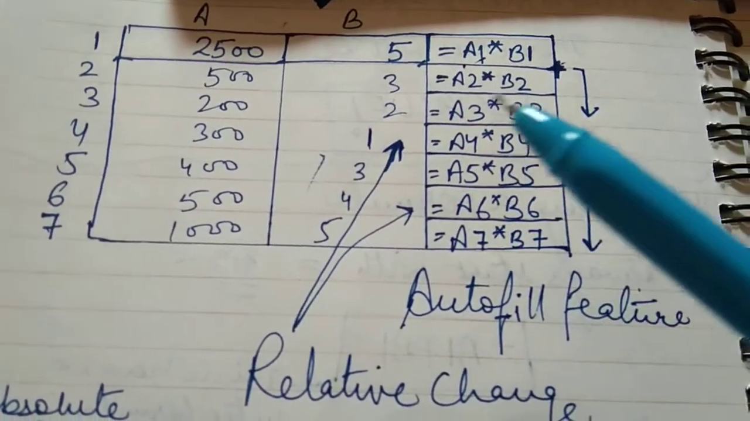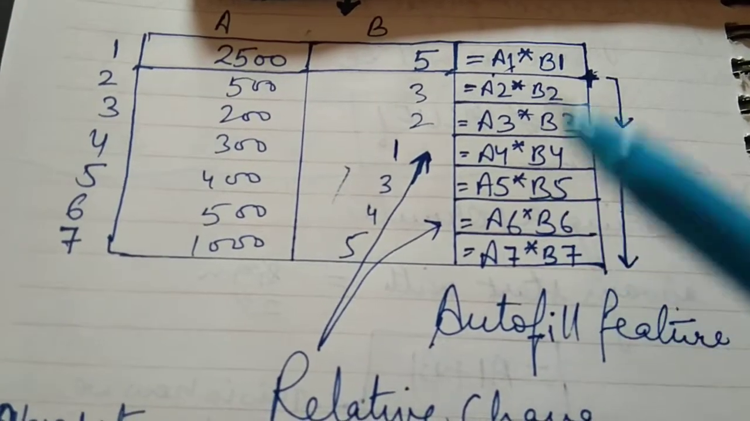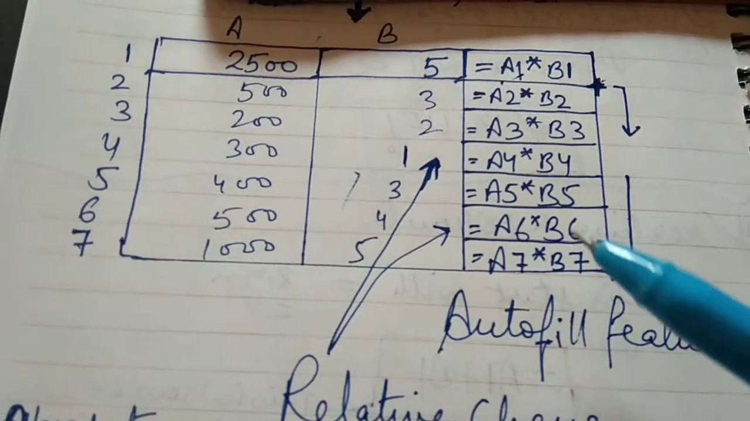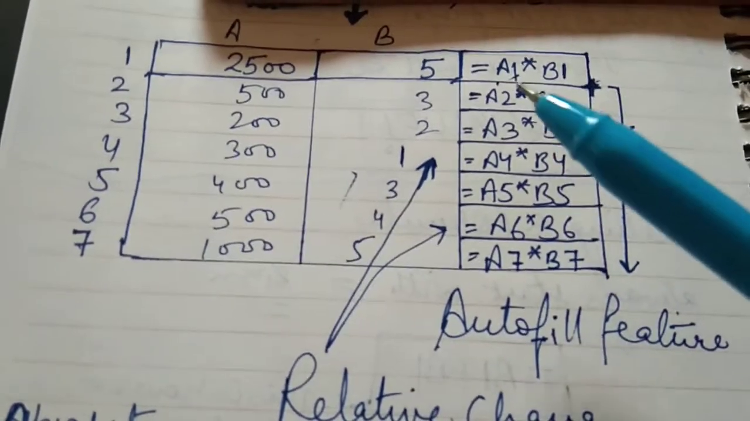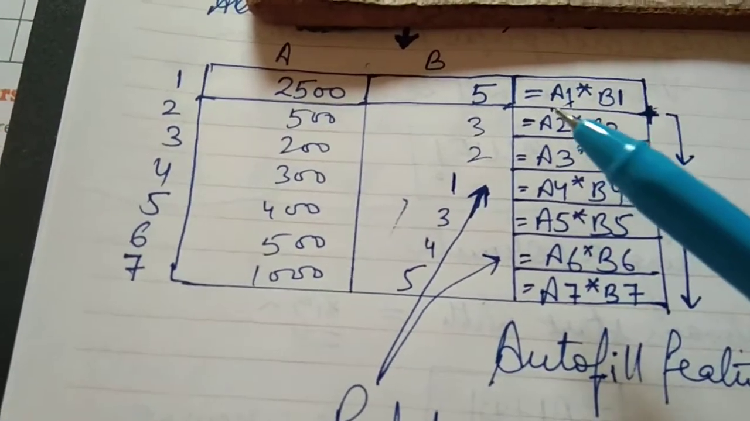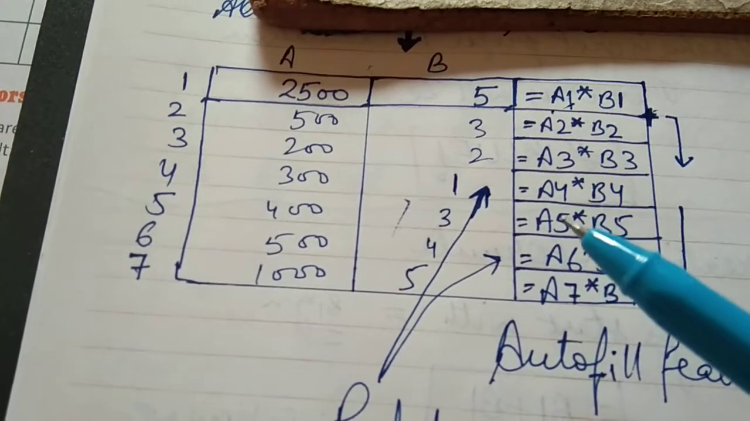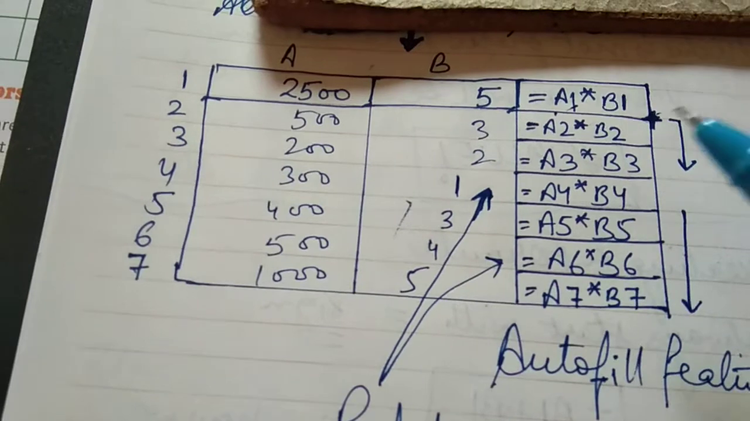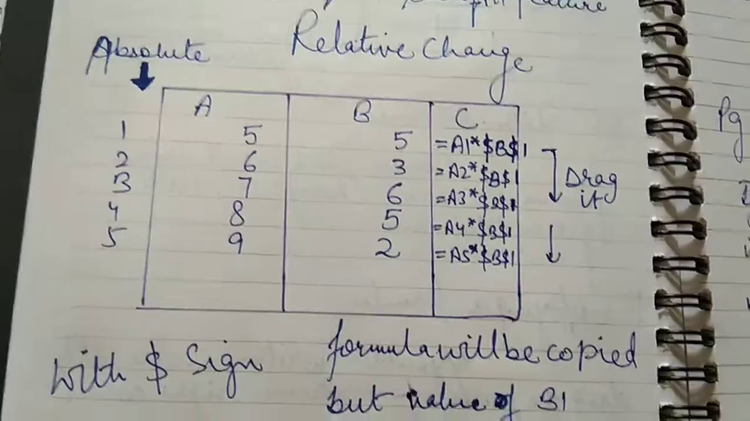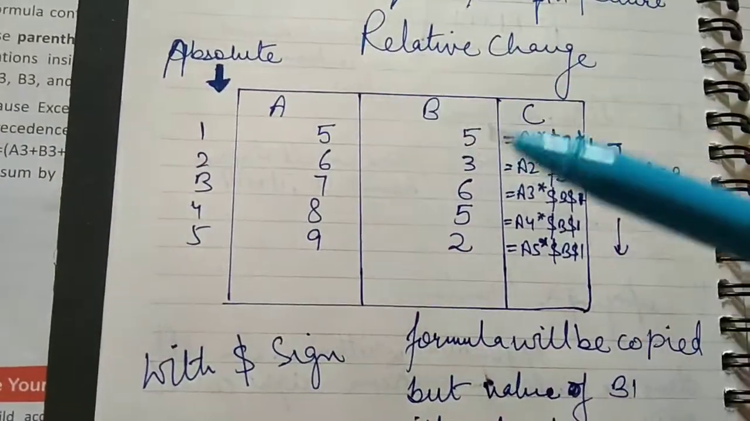So it is showing us that copying a formula will be very easy in Excel with the help of the autofill feature. We just need to drag it down and the relative change will be there. Relative change in the cell addresses. This is known as relative reference. Relative reference means the cell numbers change relatively and automatically with the dragging of the mouse. This was relative reference. Now is the absolute reference.